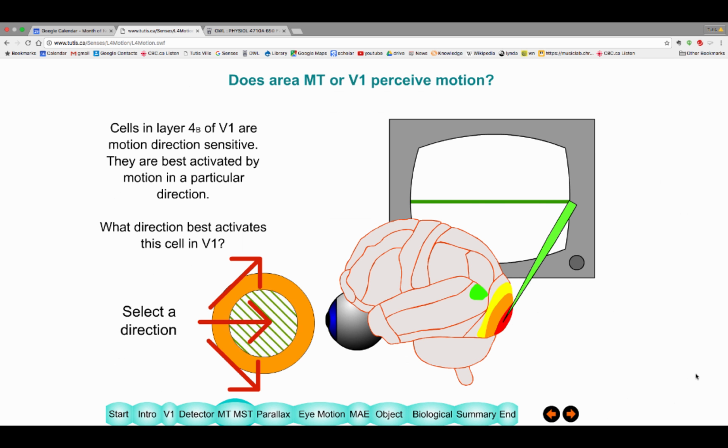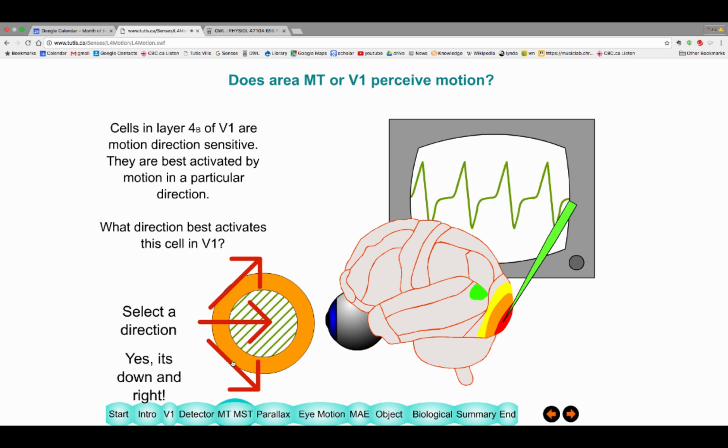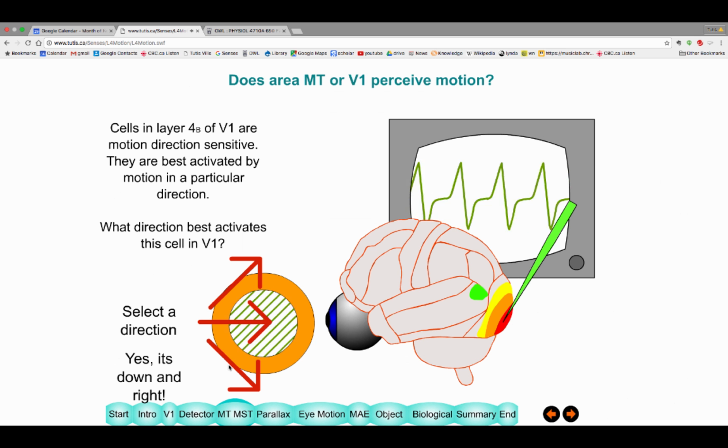Now, if you used a set of lines that went up to the right, that set of lines didn't seem to do much to the cell. If instead I used a horizontal set of lines, again, that doesn't do much to the cell. So this cell prefers lines that are moving down and to the right.